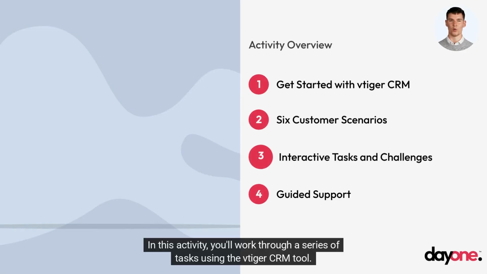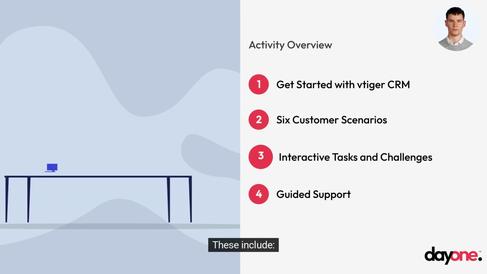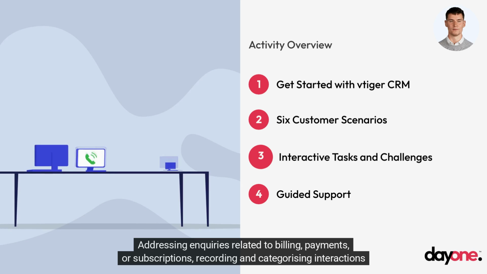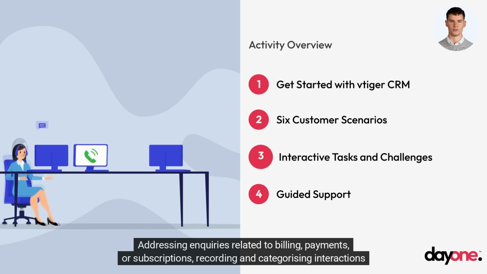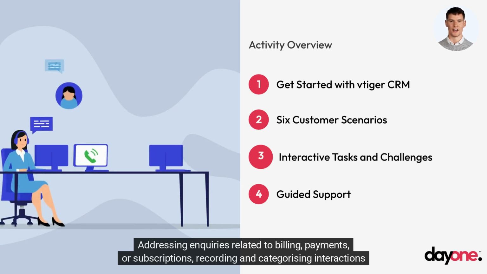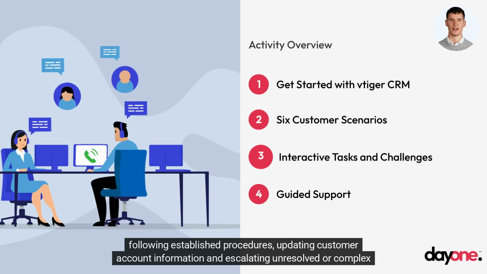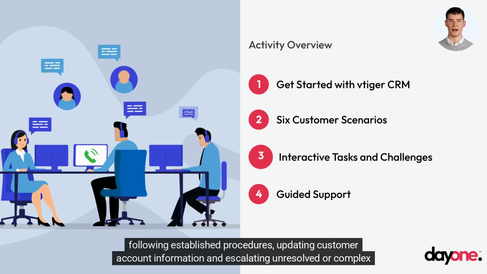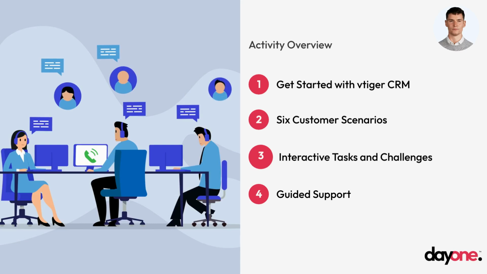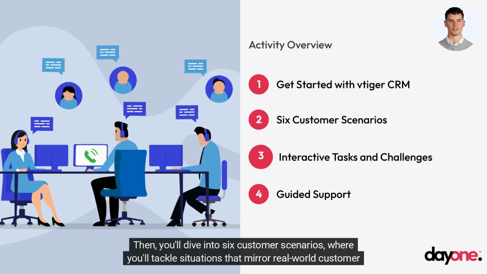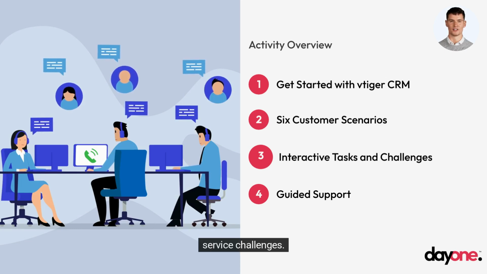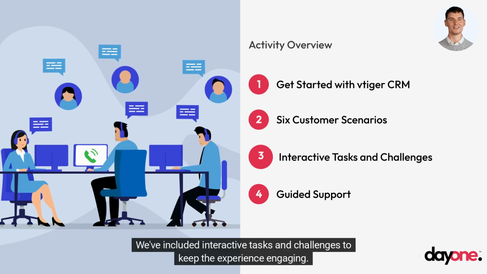In this activity, you'll work through a series of tasks using the vTiger CRM tool. These include addressing inquiries related to billing, payments, or subscriptions, recording and categorizing interactions following established procedures, updating customer account information, and escalating unresolved or complex issues to the appropriate team. Then you'll dive into 6 customer scenarios where you'll tackle situations that mirror real-world customer service challenges. We've included interactive tasks and challenges to keep the experience engaging.